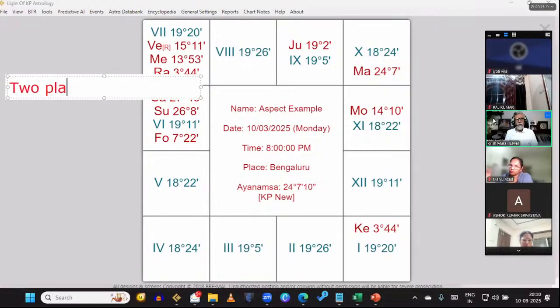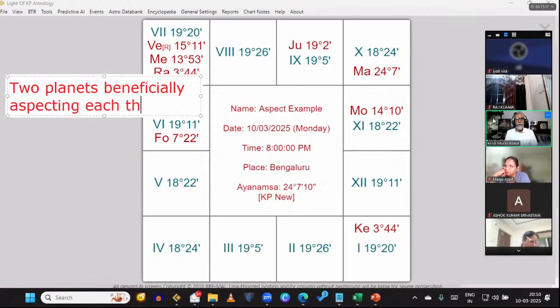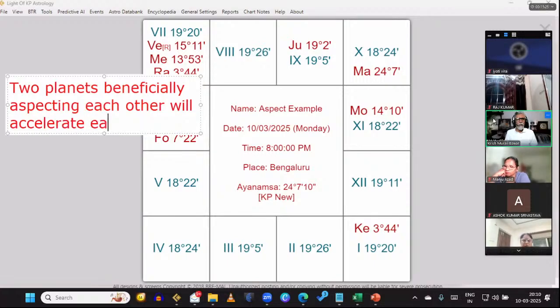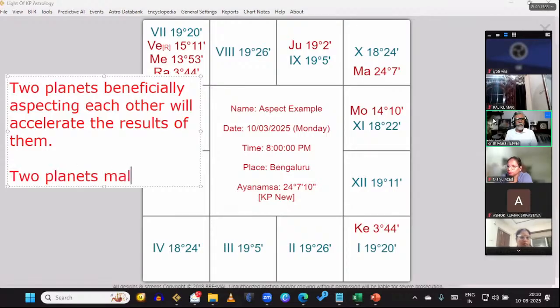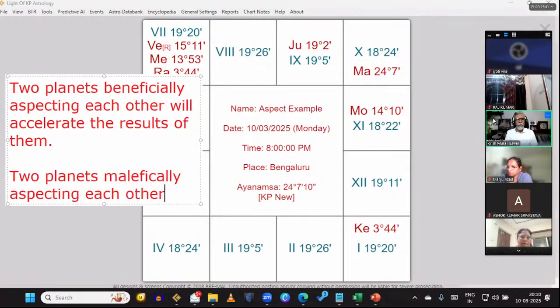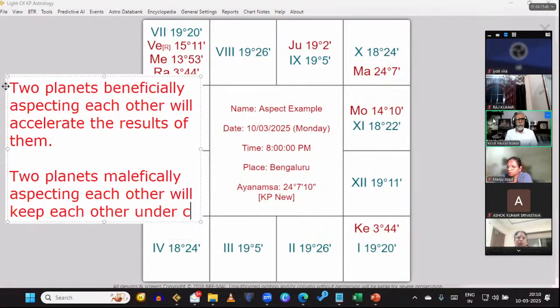Two planets beneficially aspecting each other will accelerate the results of them. Okay, whereas two planets malefically aspecting each other will keep each other under check, control.